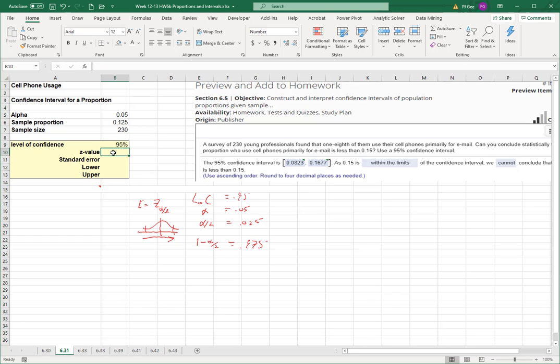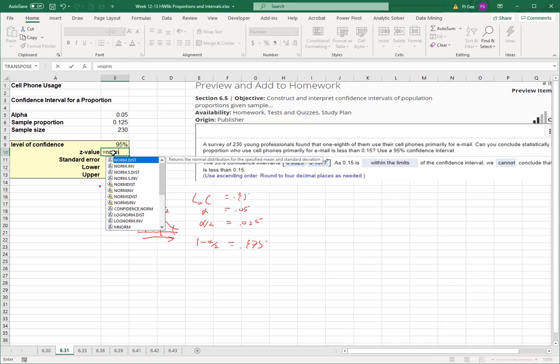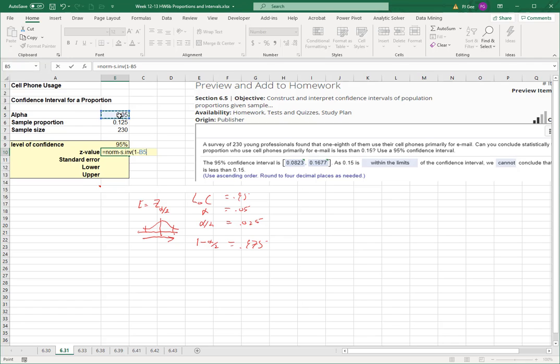Okay, so how do we get the z value here? We've done this before. This was NORM.S.INV of 1 minus that over 2. Oh, I didn't put the dot S in there. I was wondering why it didn't give me the shortcut. There we go. Okay, so 1.96.